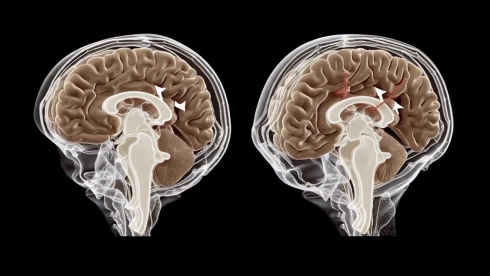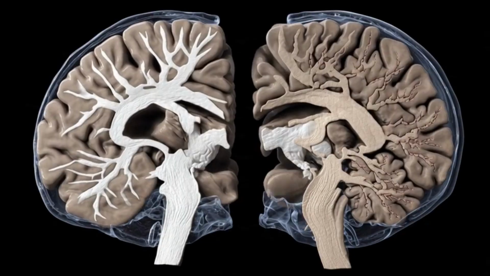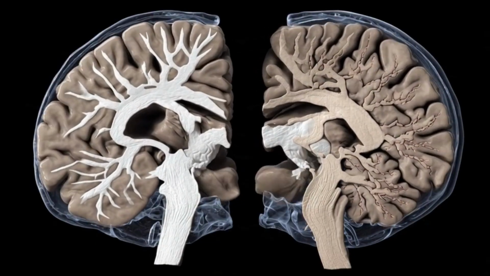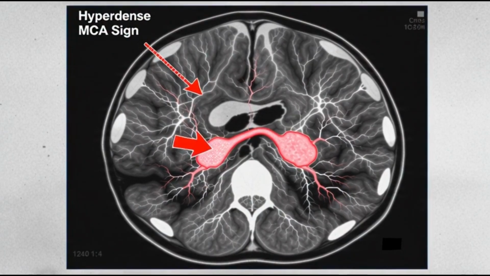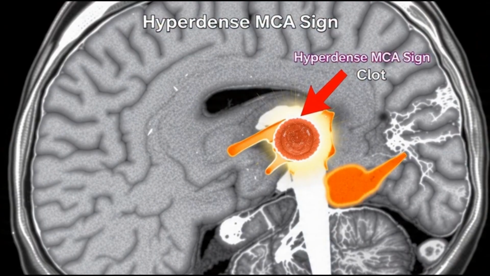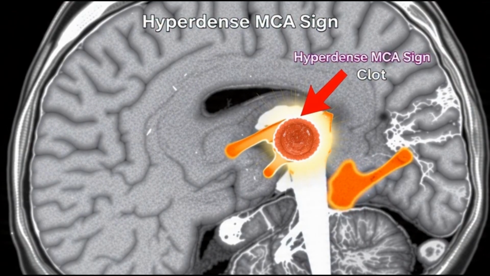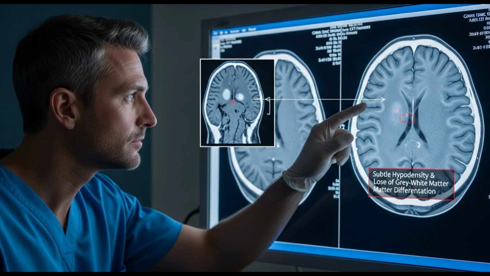The normal grooves on the brain surface become shallow or disappear. A very important vascular sign is the hyperdense artery sign, most commonly the hyperdense middle cerebral artery, which indicates a clot inside the artery. Recognizing these early signs is essential for timely thrombolytic therapy.